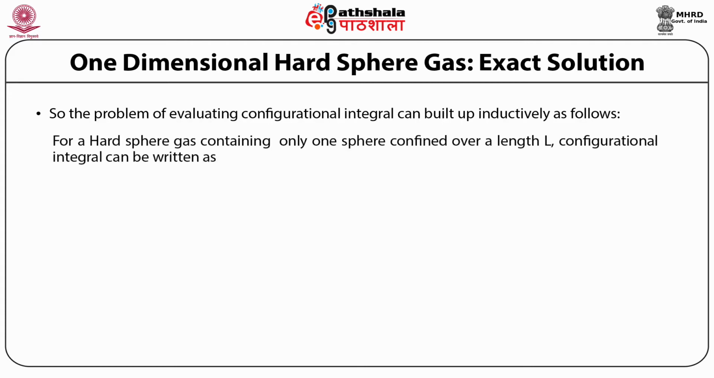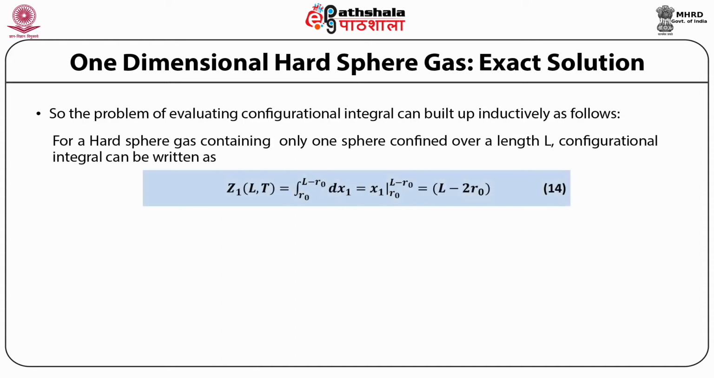For a hard sphere gas containing only one sphere confined over a length L, the configurational integral can be written as Z1 as a function of L and T is equal to the integral from R0 to L minus R0 of dx1, which is equal to x1 with limits from R0 to L minus R0, which is equal to L minus 2R0.